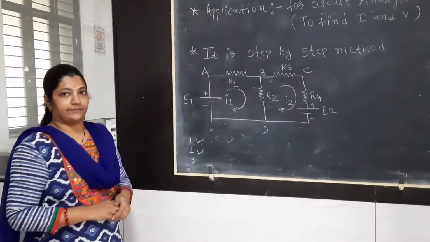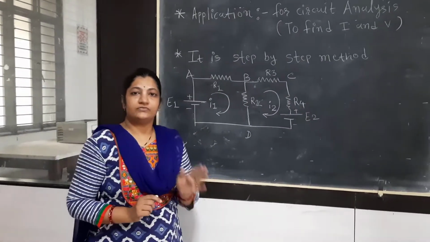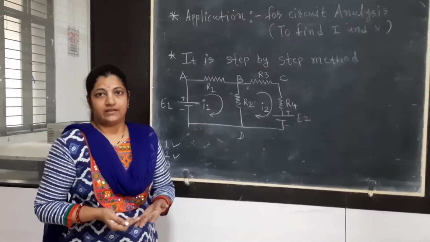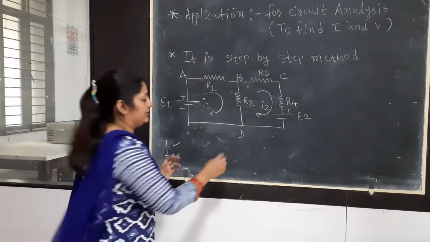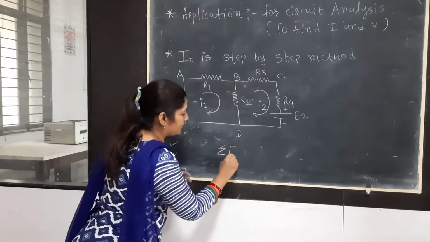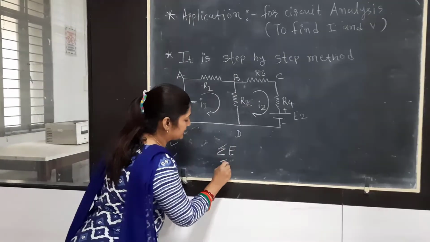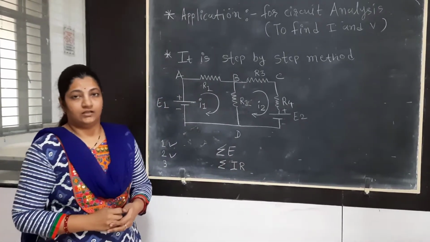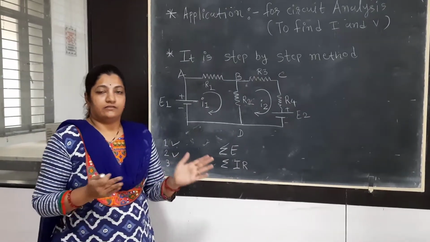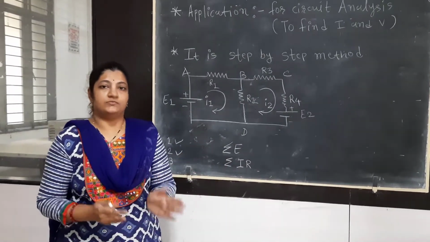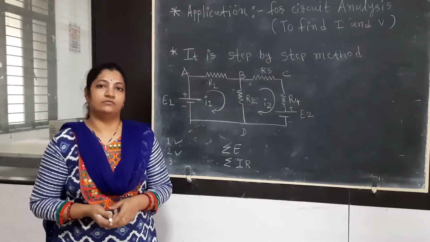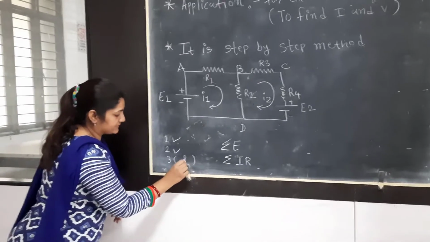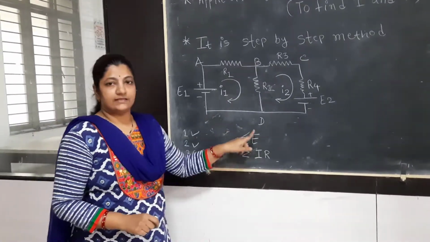Now, third step. We know that this is the application of Kirchhoff's voltage law. As per Kirchhoff's voltage law, we can make the analysis in terms of the algebraic sum of EMF and the algebraic sum of drops. The concept is that the algebraic sum of EMF should be equal to the algebraic sum of drops. So for that, it's time to find equations by applying this concept.